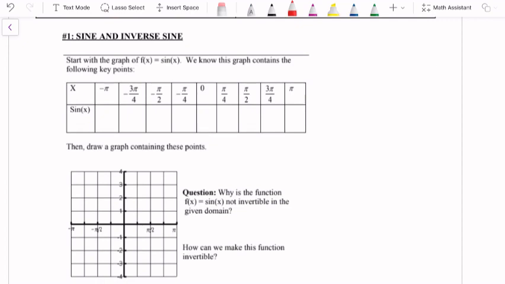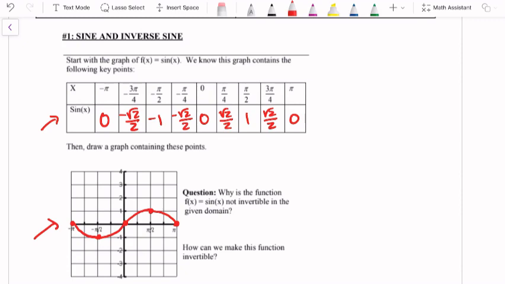Okay, so we're going to start with this graph here, and we're going to start with the sine of x. We know the graph contains these key points, so we're going to fill in this table. So go ahead, fill out the table, graph your points here, and then unpause when you're ready to check. Okay, welcome back. Here we go. Here's our values for your table. Go ahead and double check that. And then here's the graph that I got here.